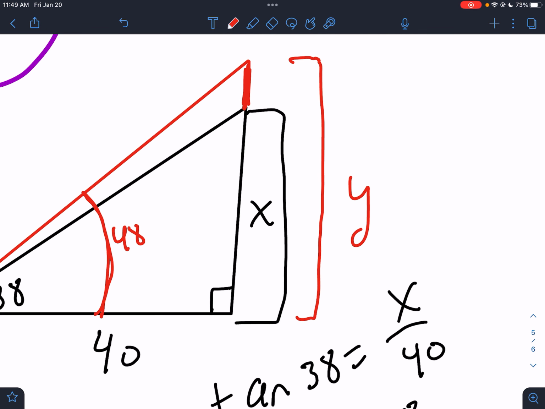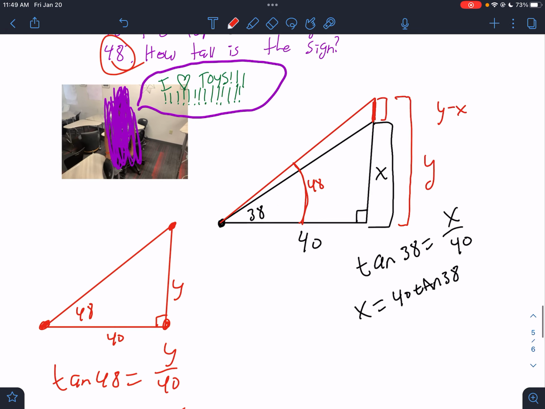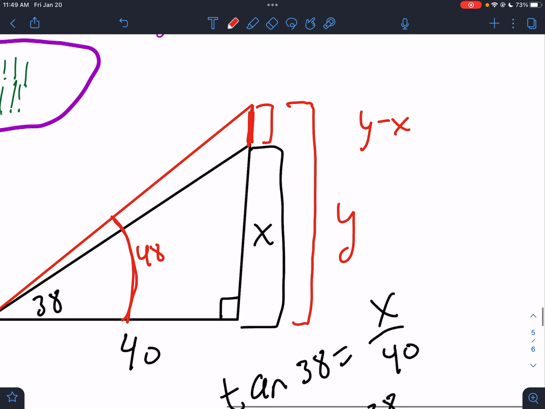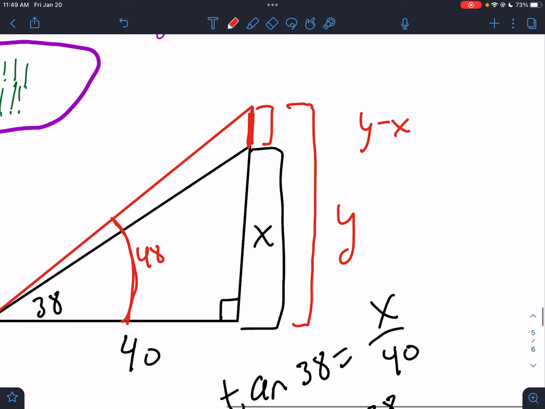How do I get just the sign? I would have to do y minus x. So I don't want to rewrite it all again, but I'm going to do y minus x. That is 40 tangent 48 minus 40 tangent 38. That is y minus x. The sine is 13.173.